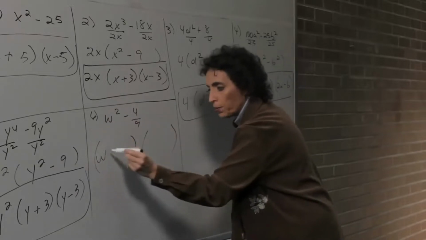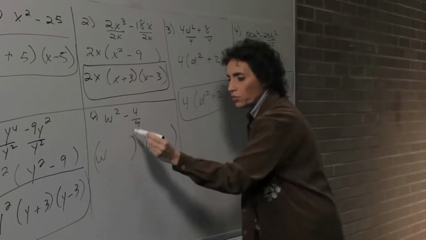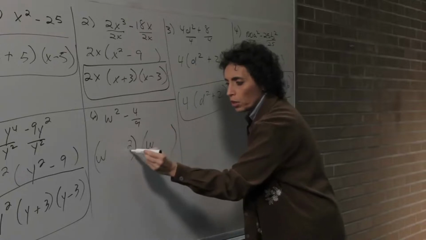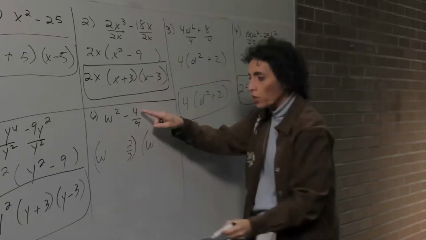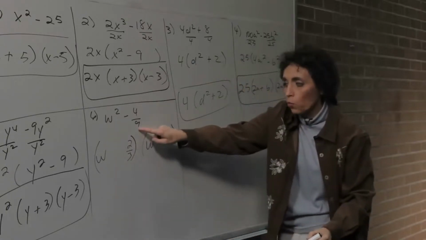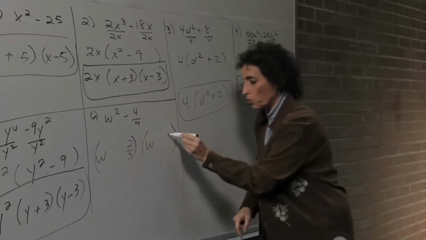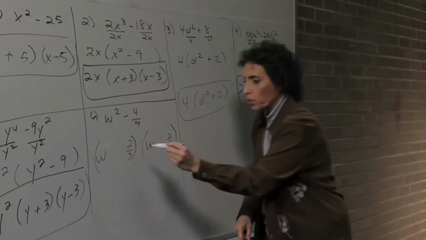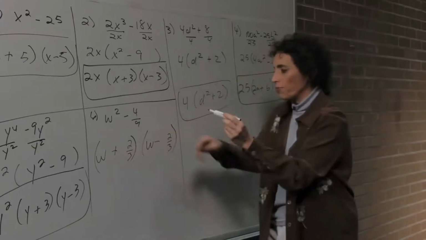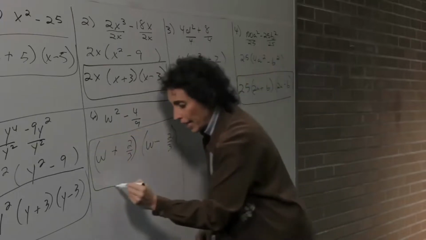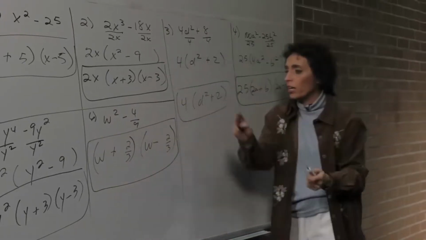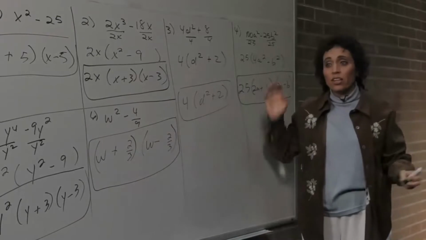W squared is W and W. 4/9. The square root of 4 is 2. The square root of 9 is 3. Or what times itself is 4 is 2. What times itself is 9 is 3. So 2/3 times 2/3, and then the signs are different. Don't let fractions make you crazy. You cannot clear it, but it's not an equation, not an inequality. And that's it. That takes care of all 6.